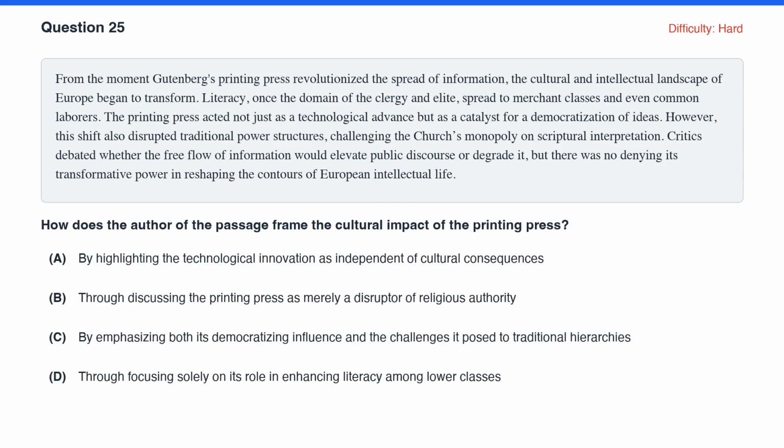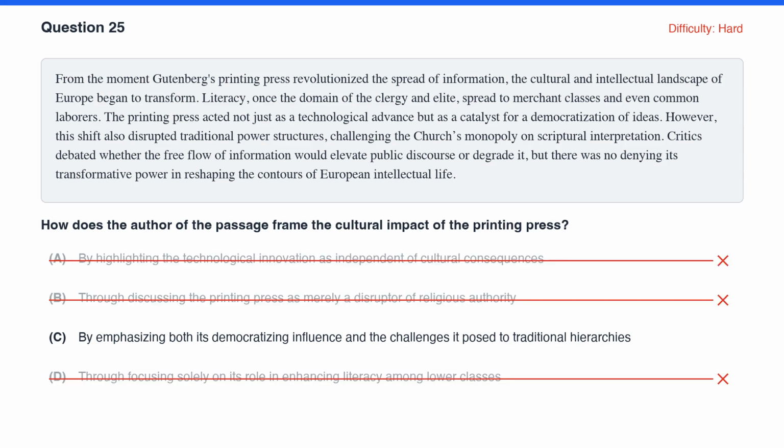The choices range from narrow framings, such as ignoring cultural effects entirely, or focusing only on religious disruption or literacy, to a broader framing that captures multiple consequences at once. We need the option that matches the passage's full scope. Choice A fails because the passage devotes most of its lines to cultural consequences, not to technology in isolation. Choice B is too narrow, since religious disruption is only one strand alongside literacy and the broader spread of ideas.